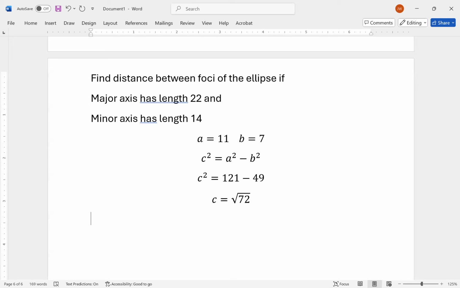Now that C is the distance between the foci and the center. If we're looking for the distance between the two foci, I double that.